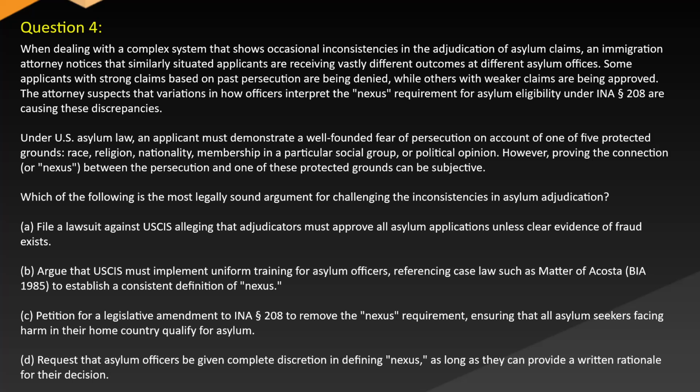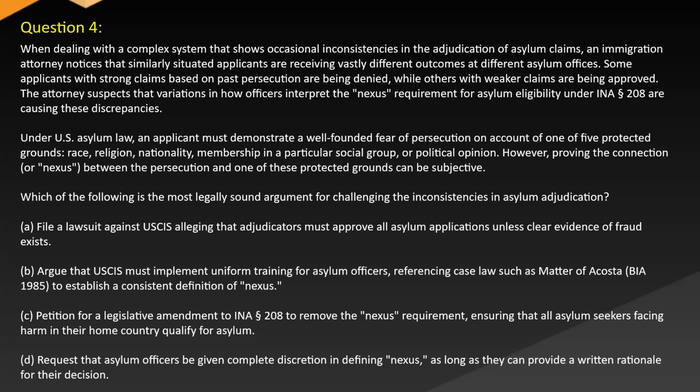an immigration attorney notices that similarly situated applicants are receiving vastly different outcomes at different asylum offices. Some applicants with strong claims based on past persecution are being denied, while others with weaker claims are being approved. The attorney suspects that variations in how officers interpret the nexus requirement for asylum eligibility under § 208 are causing these discrepancies. Under U.S. asylum law, an applicant must demonstrate well-founded fear of persecution on account of one of 5 protected grounds: race, religion, nationality, membership in a particular social group, or political opinion. However, proving the connection, or nexus, between the persecution and one of these protected grounds can be subjective. Which of the following is the most legally sound argument for challenging the inconsistencies in asylum adjudication?